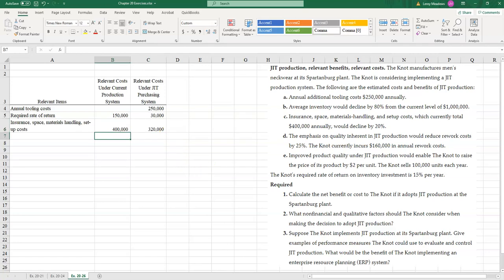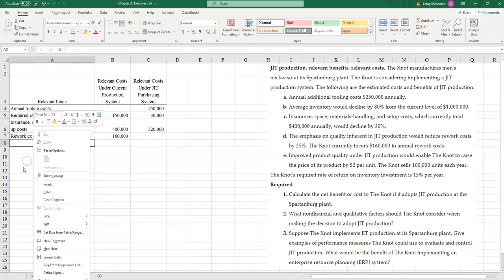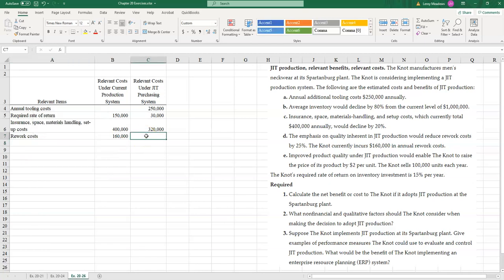What about the cost of rework in part D here? The emphasis on quality inherent in just-in-time would reduce rework costs by 25%. Currently incurs $160,000 annual rework costs. So I want to take that into consideration because that's going to be different between the alternative courses of action. Currently, it's $160,000. And that is going to be what? 160 times what? 0.75. So my rework cost would be 120,000.